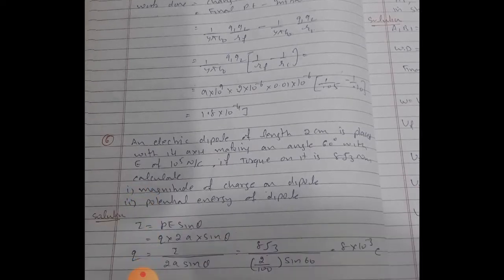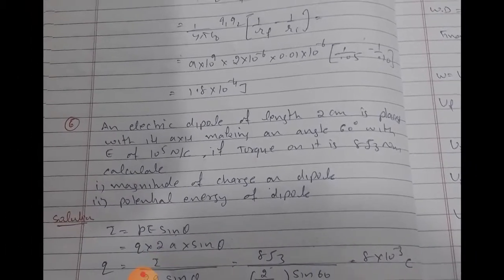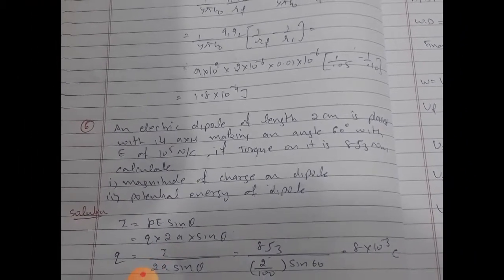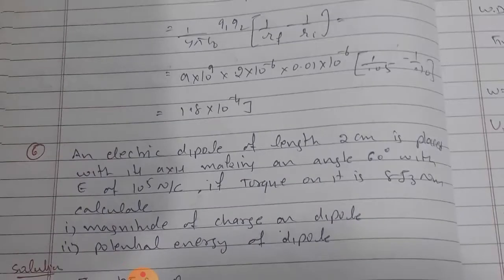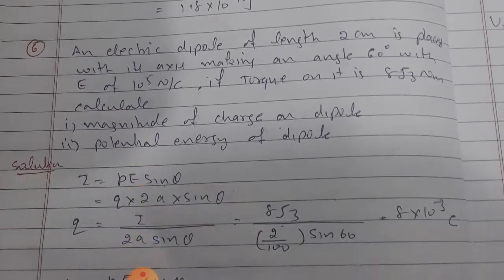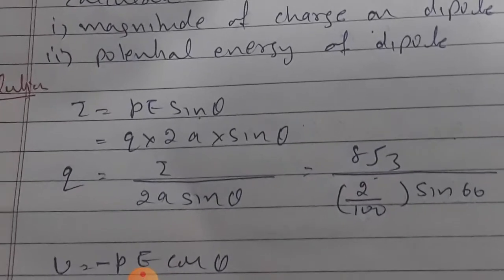Next one: an electric dipole of length 2 cm is placed with its axis making an angle 60 degree with E, and strength of E is given as 10 raised to power 5 Newton per coulomb. If torque on it is 8 root 3 Newton meter, calculate the magnitude of charge on the dipole and the potential energy of the dipole. So we know the expression for torque, P E sin theta. P is charge into separation, that is q into 2a. So q is equal to tau over E 2a sin theta.